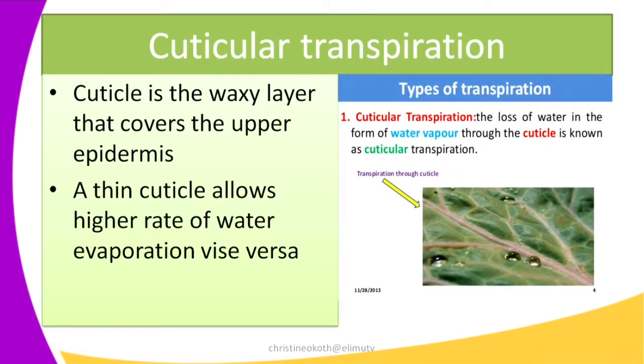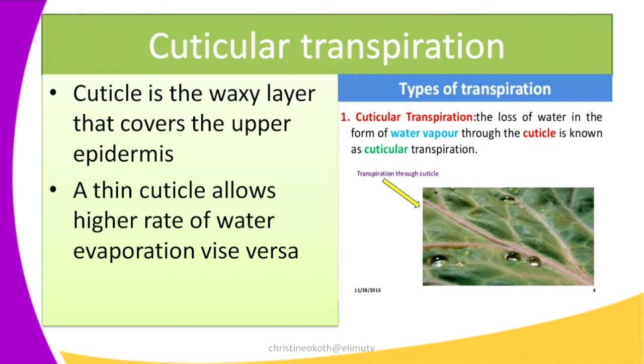The cuticle, first of all, these are the waxy layers that cover the upper epidermis of the leaf. So if you take a keen look at a leaf, you can try to peel off. There's a layer that easily peels off. It's a very thin layer which is very waxy. That part that can easily peel off and it's very transparent is what we call the cuticle. So a thin cuticle will allow a higher rate of water evaporation, while a thick cuticle will not allow a high rate of water loss.